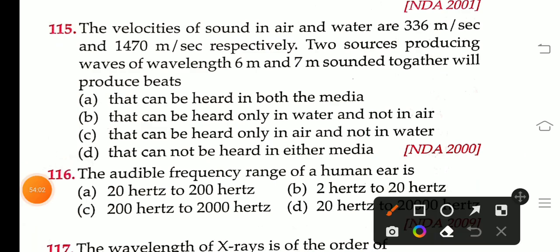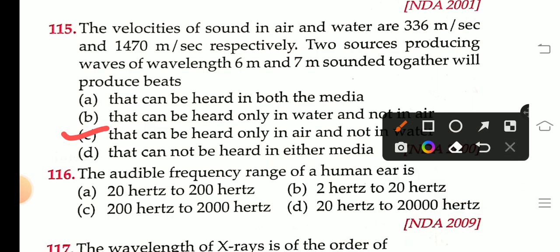Next, the velocities of sound in air and water are 336 meter per second and 1470 meter per second respectively. Two sources producing waves of wavelength 6 meter and 7 meter sounded together will produce beats. Option C, that can be heard only in air and not in water.